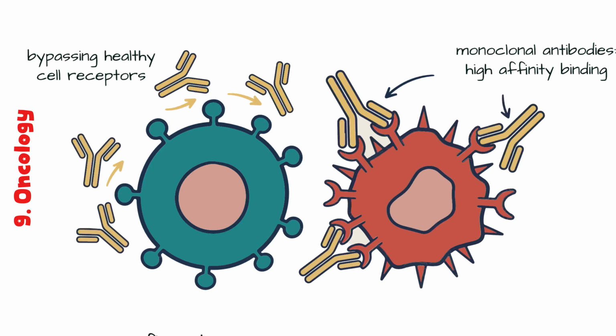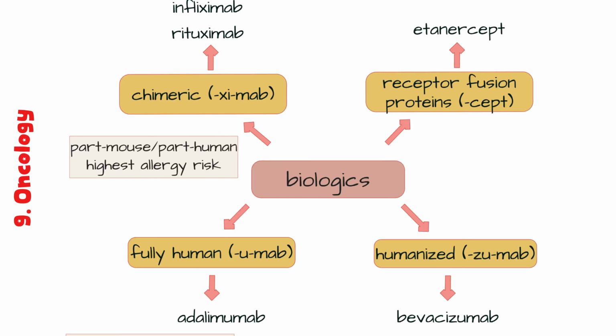Biologics are engineered proteins, not small molecule drugs, and because they're proteins, stomach acid destroys them completely. They can only be given IV or subcutaneously. They come in 4 families based on how human they are, and that distinction drives allergy risk directly.